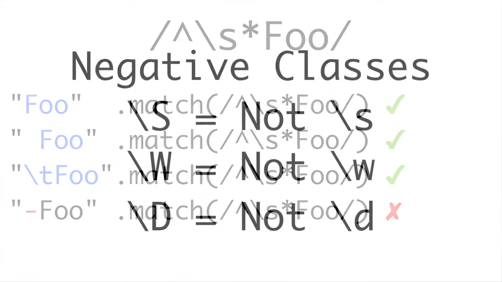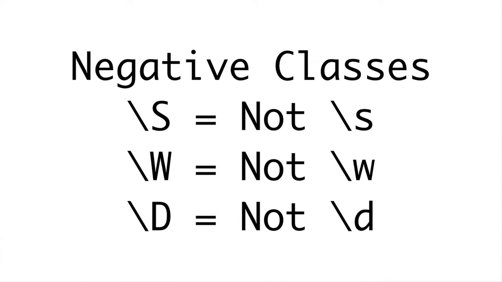white space character. All of our special classes also have negative classes that correspond to them. For instance, the backslash capital S means any character that's not a white space, or not backslash lowercase s. Similarly, the uppercase W means non-word characters, and backslash D means non-decimal characters.